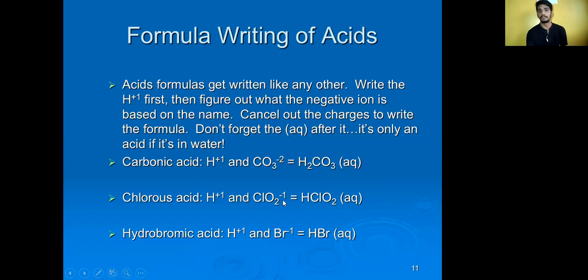Now chlorous acid: H plus, ClO2 minus 1. The whole group has a valency of minus 1, or we can say the oxidation number is minus 1, or you can say directly, in short format, the charge is minus 1. So how many hydrogens are there? One hydrogen only. In the case of hydrobromic acid, HBr is there. So this is how we have to write the acid formula.